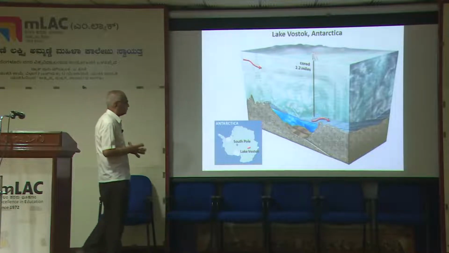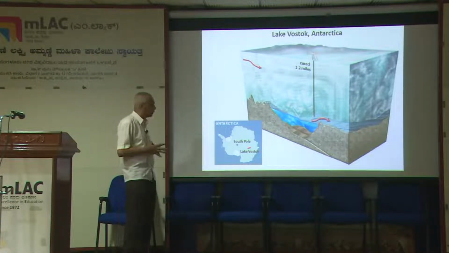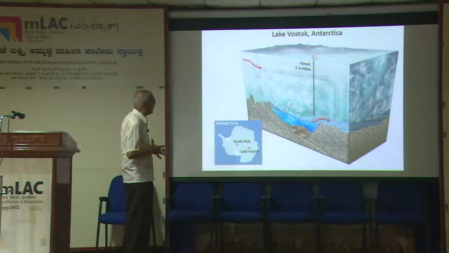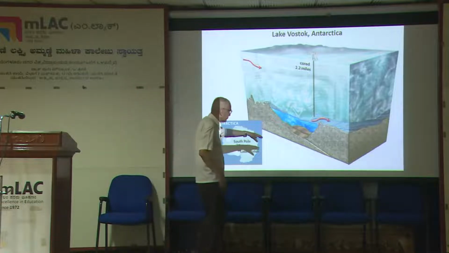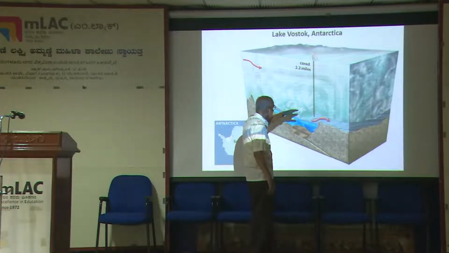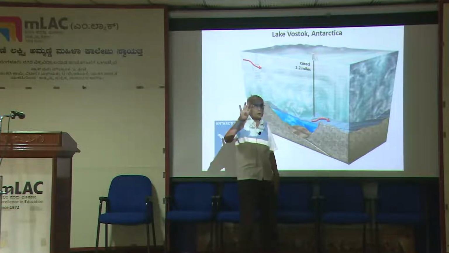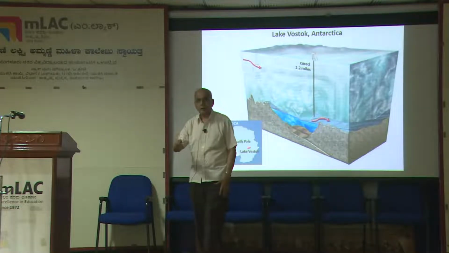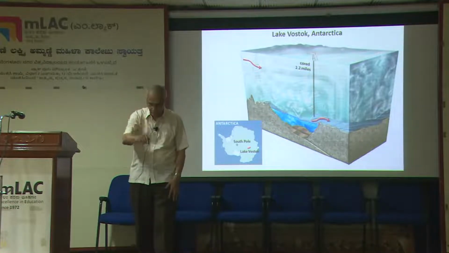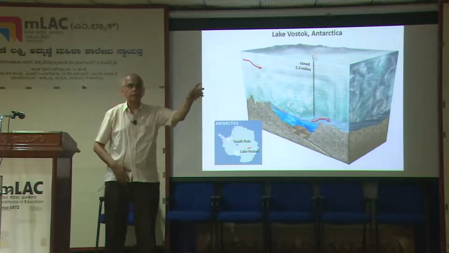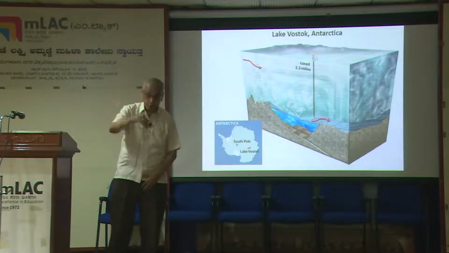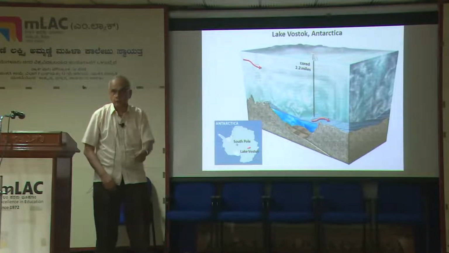A group of scientists from various countries went to a place in Antarctica called Vostok. There is a lake there, deep inside. And on top of the lake there is 4 kilometer thick ice. And so they drilled right through that, like our people drill bore wells every day. So they drilled all the way down and they took the ice core. Next slide.